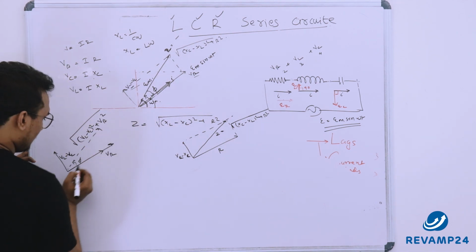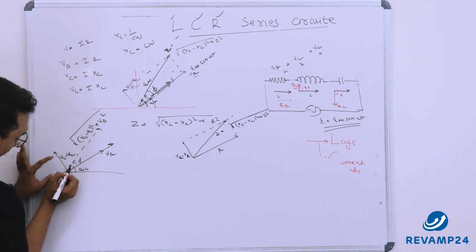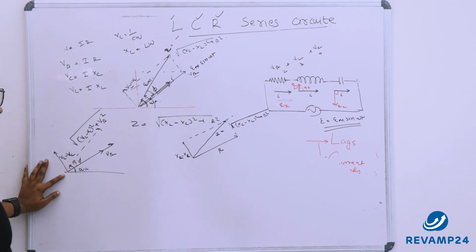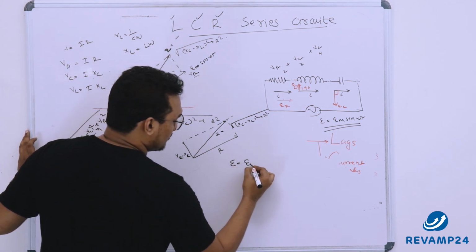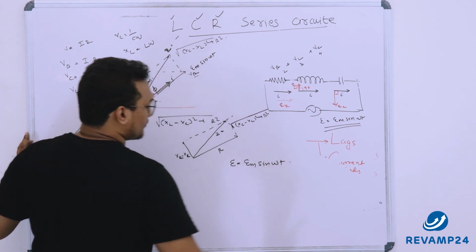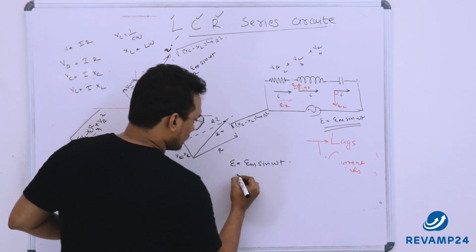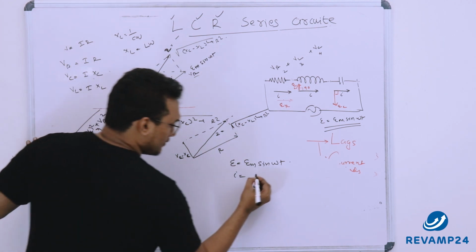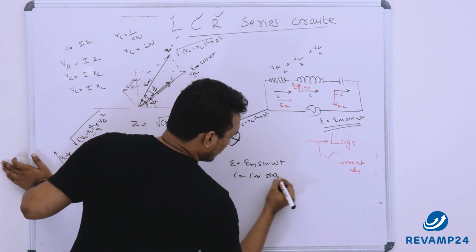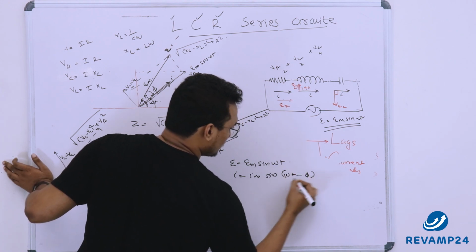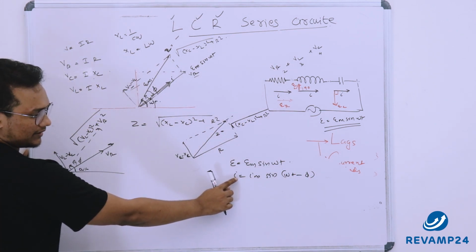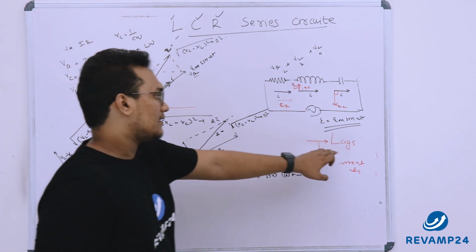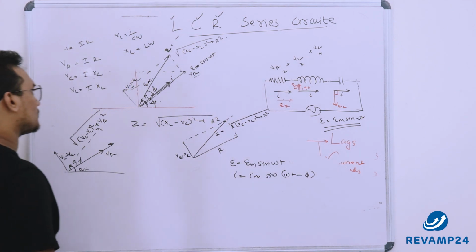So if I am taking this as omega t, now from omega t, phi has to come down to get our current. So I am going to mention E as EM sin omega t, but our current I is equal to IM sin(omega t minus phi). So in this case, current lags EMF by an angle of phi. Current lagging is nothing but a property of an inductor. So that is what I have told you.